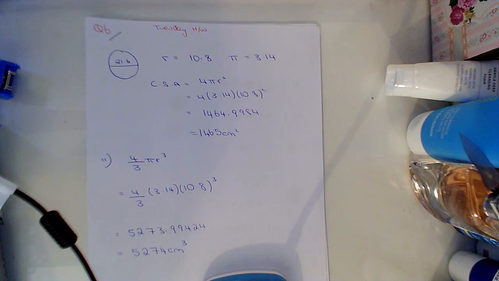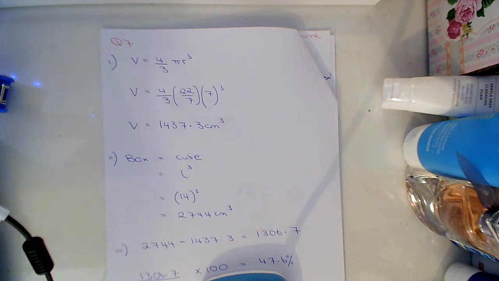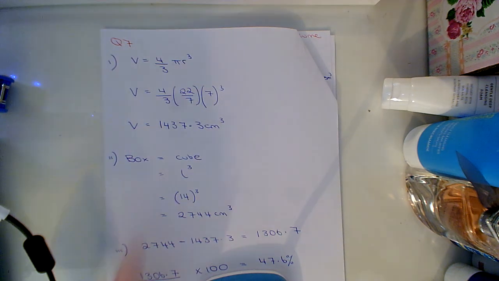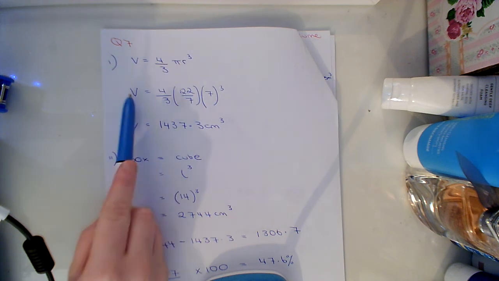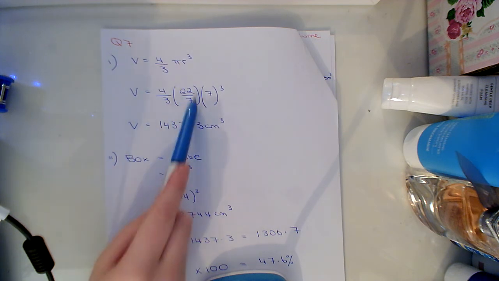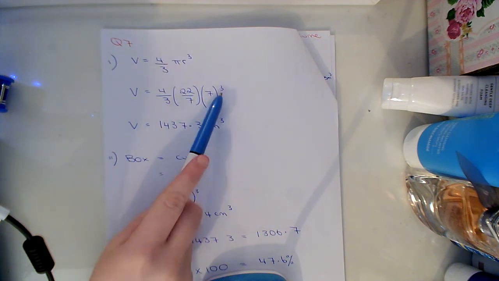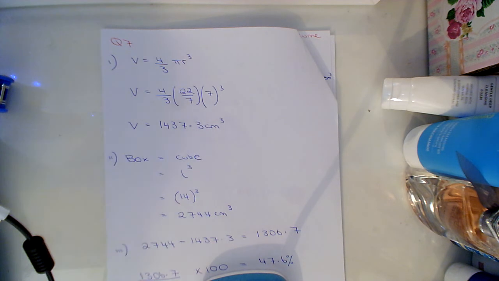So question 7 says, a solid sphere of chocolate fits exactly into a cubic box. The radius of the sphere is 7 centimeters. Take pi as 22 over 7. Find the volume of the sphere. So the volume of the sphere is 4 over 3 pi r cubed. So I have volume is equal to 4 over 3, pi is 22 over 7, my radius is 7 cubed. And I get my volume is 1,437.3 centimeters cubed.